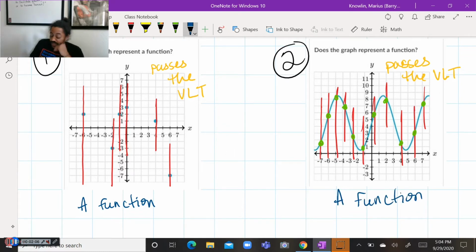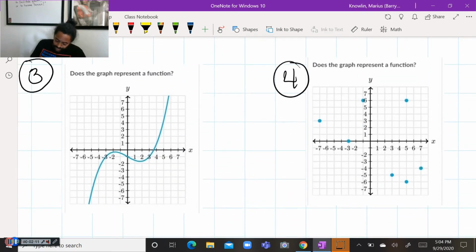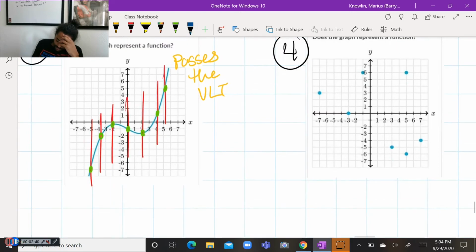Okay, let's take a look at numbers 3 and 4. So for number 3, once again, if I do a vertical line, we're just putting vertical lines on the graph. If I put dots where they intersect, one intersection, one intersection, one intersection, one intersection, once and once. And if I drew more vertical lines, they would all only touch this 1 time, so we can say that this passes the vertical line test, which makes it a function.